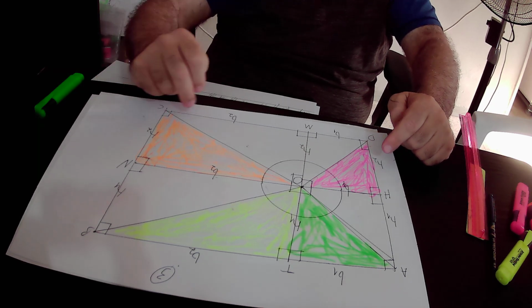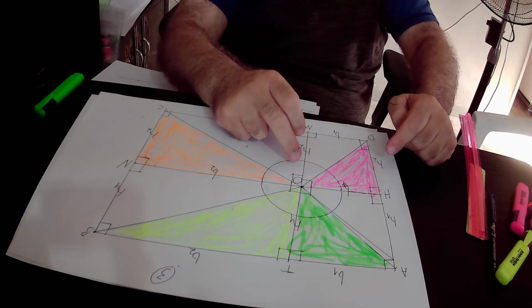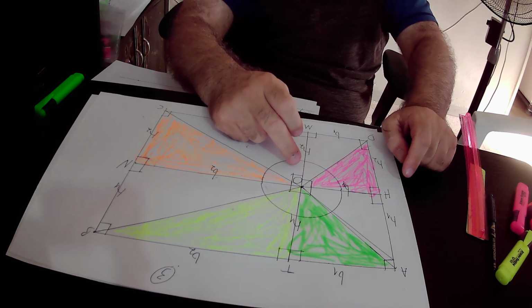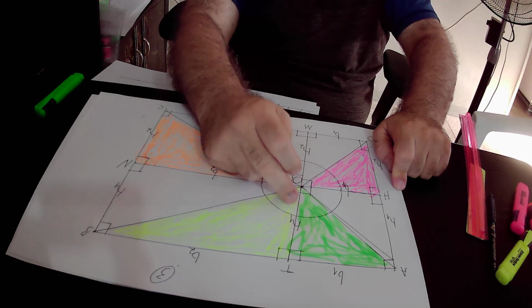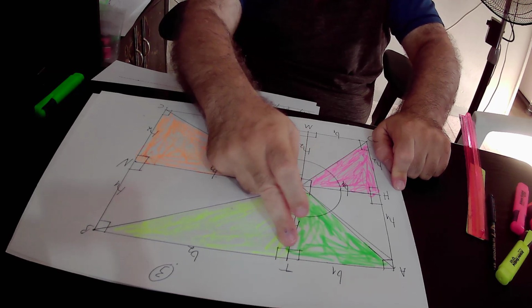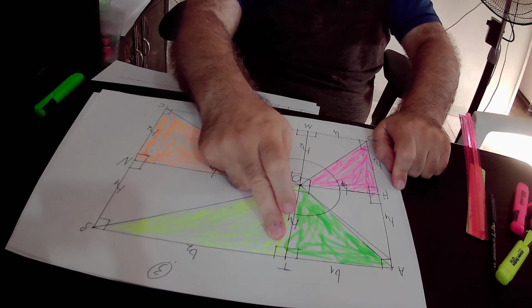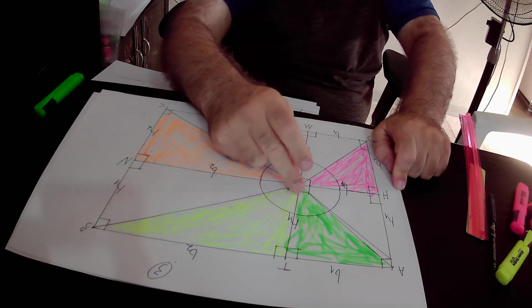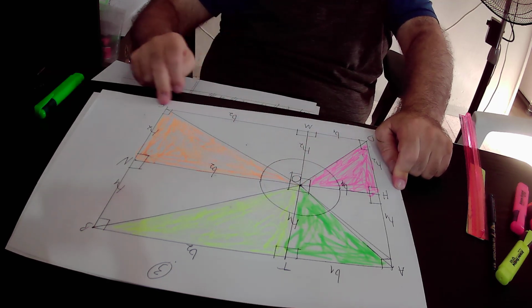And the center of the circle is at point O. So from the center of the circle, from point O, we draw a perpendicular on AB. So this angle equals 90 degrees, and this angle equals 90 degrees according to our construction. Then we extended the perpendicular from point O towards DC.